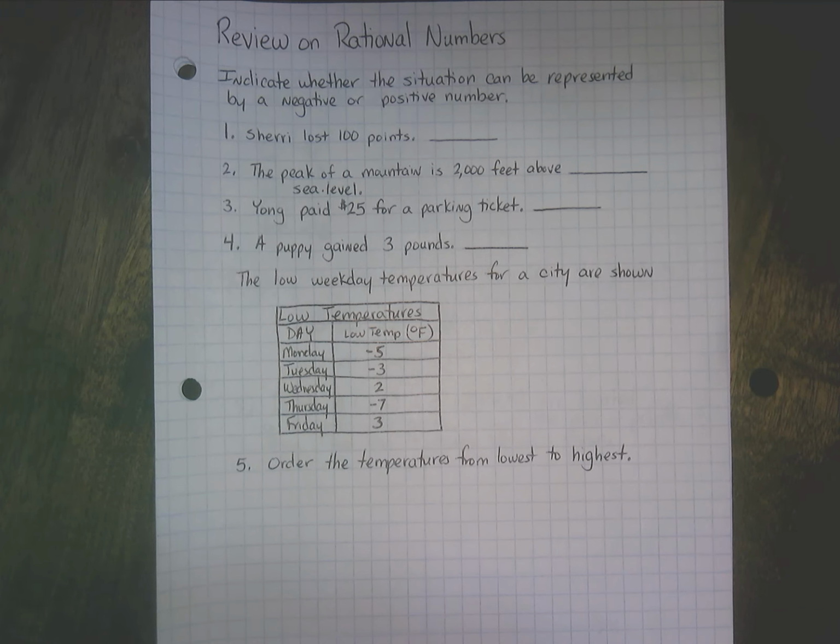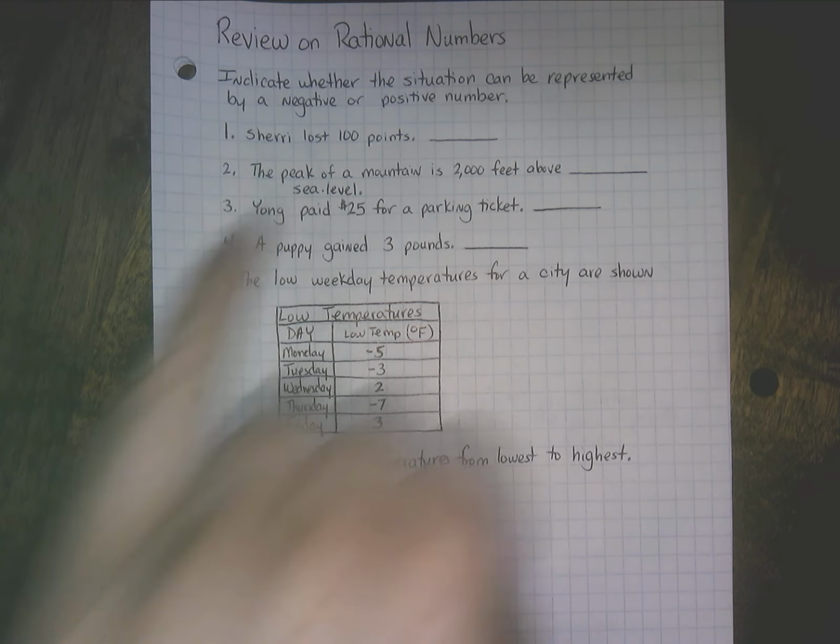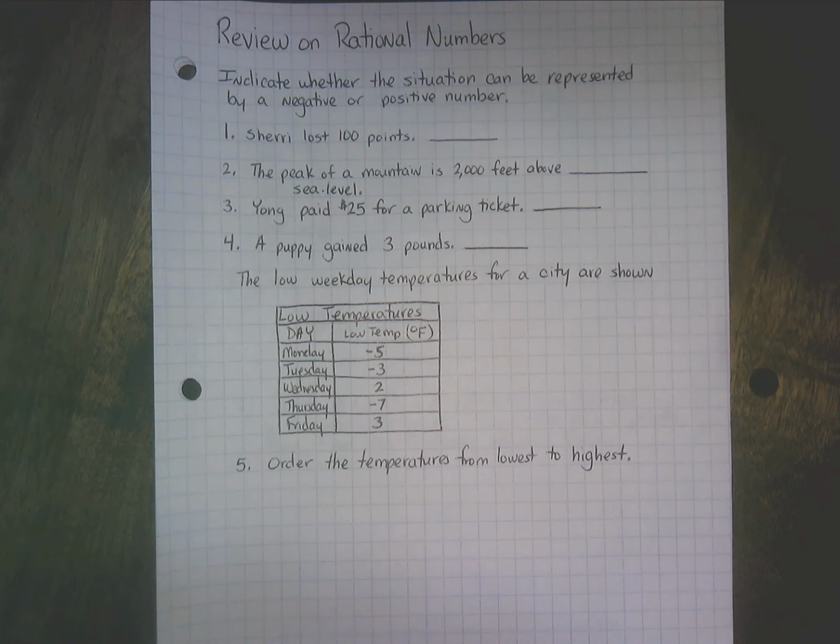If we take a look at the first question, the direction that we see up here is: indicate whether the situation can be represented by a negative or a positive number. So you've got 4 situations. The first one is Sherry lost 100 points. 2, the peak of a mountain is 2,000 feet above sea level. 3, Young paid $25 for a parking ticket. And then 4, a puppy gained 3 pounds.